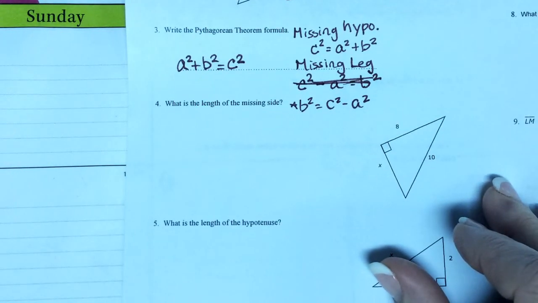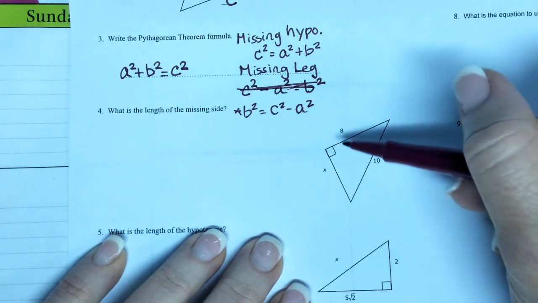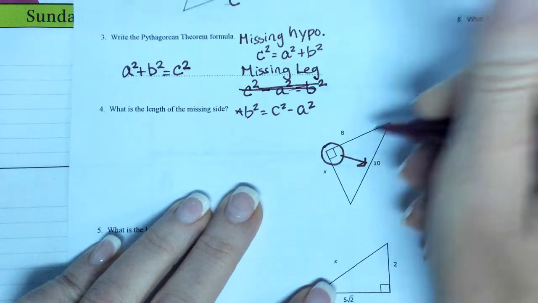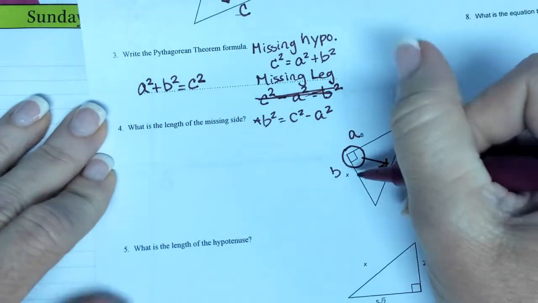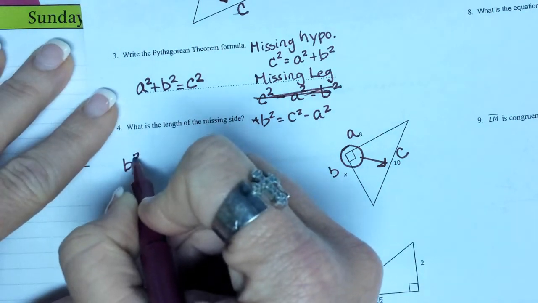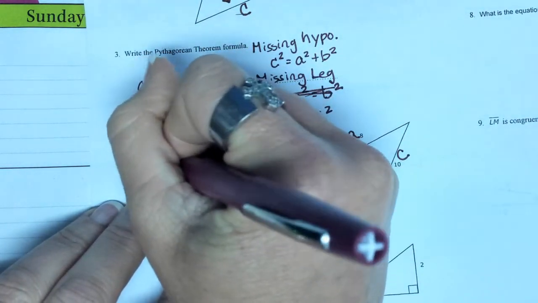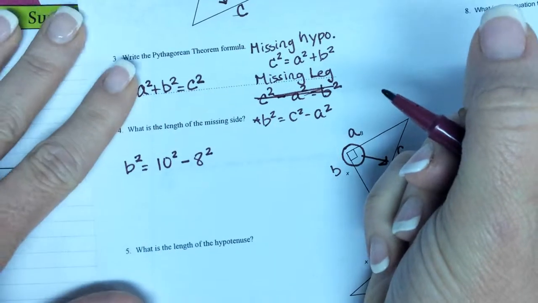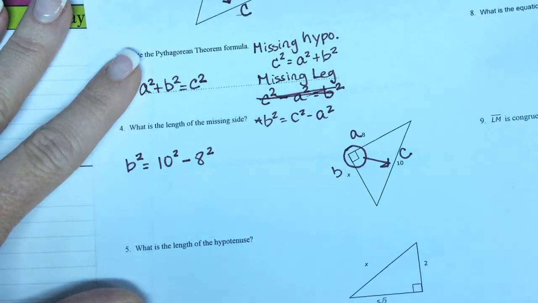All right, so what is the length of the missing side for number 4? So here we have our right triangle. We know it's a right triangle because it has the 90-degree angle here. So I'm going to label my sides. So this 10 is my C, and then I'm just going to say that 8 is A and the B is the X. So I'm looking for B. So with these same ideas up here, that means I'm missing a leg, so I'm going to say that B squared equals, so first I'm going to put my C value, so that's 10 squared, minus my A squared, which is 8 squared. Okay, so right into the calculator to find one that works.